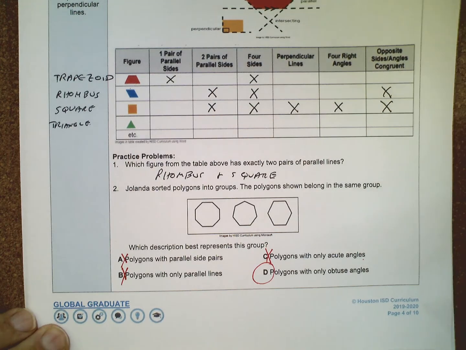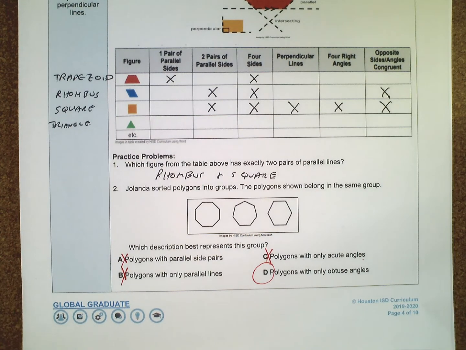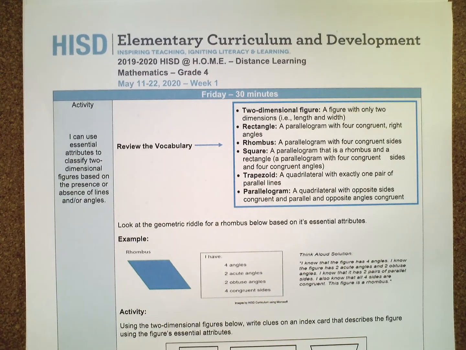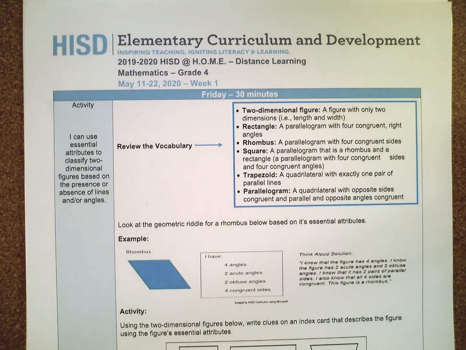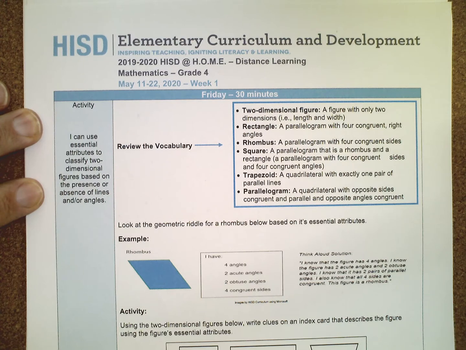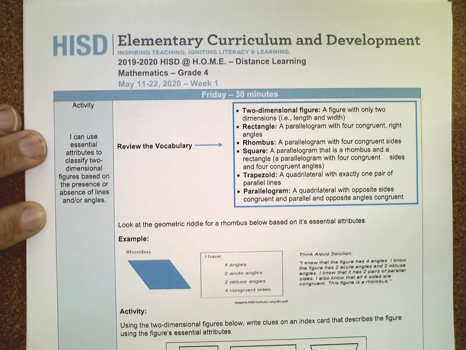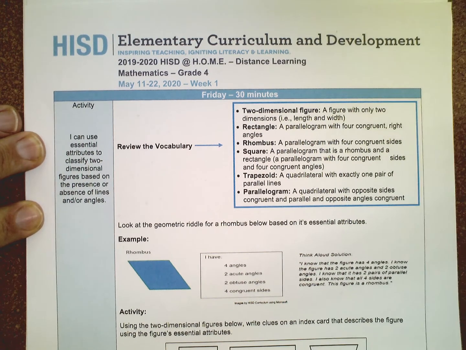And that is the lesson for Thursday. Okay, now we'll continue with the lesson for Friday, May 15th. The activity is, I can use essential attributes to classify two-dimensional figures based on the presence or absence of lines or angles. Entonces, vamos a hacer la lección para el viernes, el 15 de mayo. La actividad es, puede usar atributos esenciales para clasificar figuras de dos dimensiones basado en la presencia o ausencia de líneas y o ángulos.